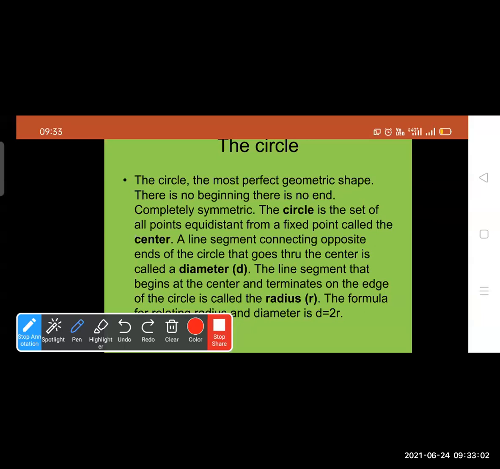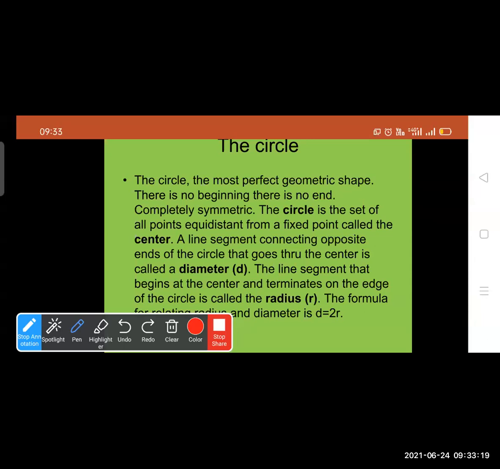So that we call the radius. So the line segment that begins at the center, begins means it starts from the center, and ends at the circumference is called the radius. So here diameter is indicated by small d, and radius is r.